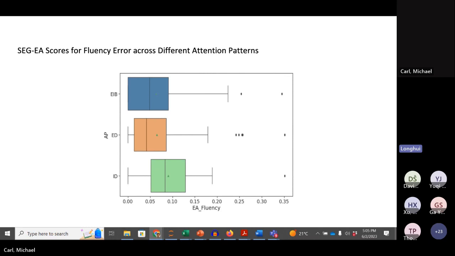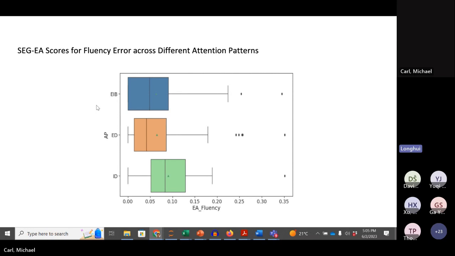Yeah, and this slide is the box plot for fluency errors. As we can see, it's quite different from the last slide. In terms of fluency errors, the eye dominant interpreters' box plot is the most to the right. So the eye dominant interpreters tend to produce the most fluency errors among the three types of interpreters. And we can see that the ear dominant interpreters actually produce the least fluency errors among the three types, and ear-eye balanced is in the middle.